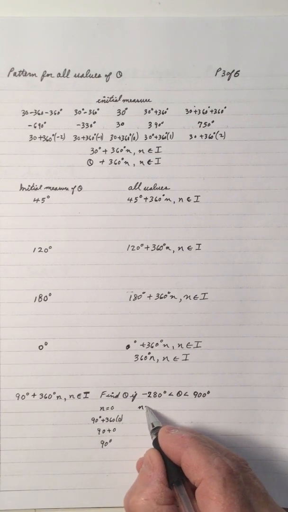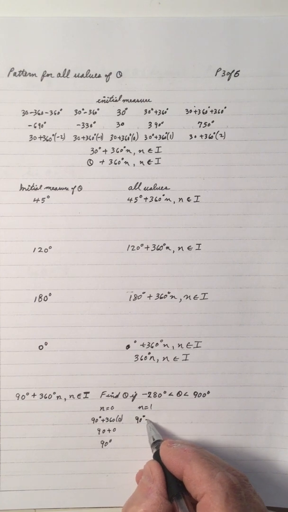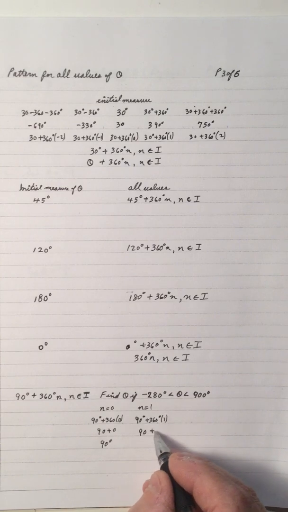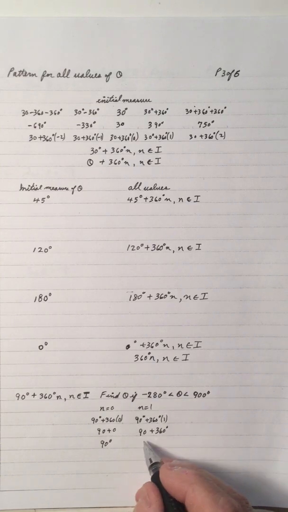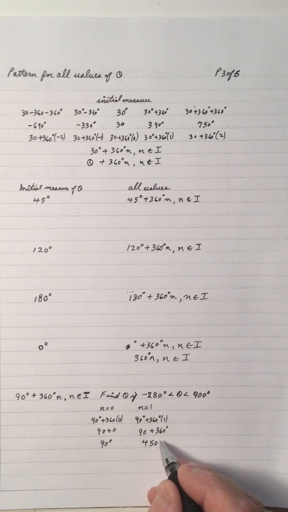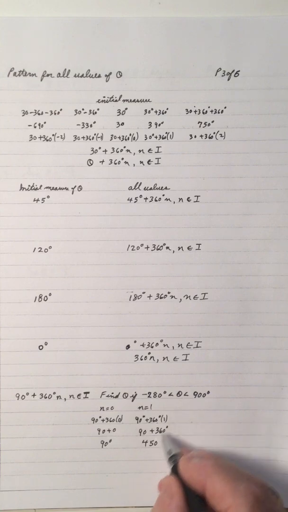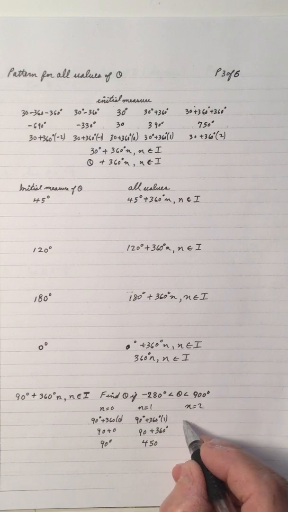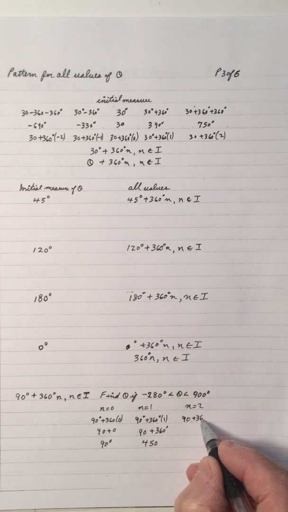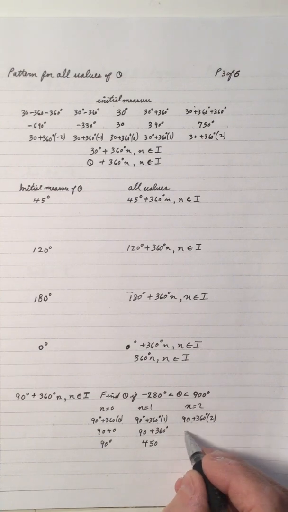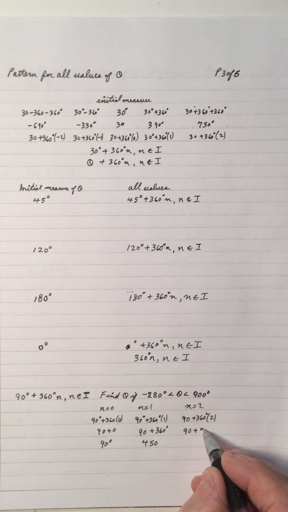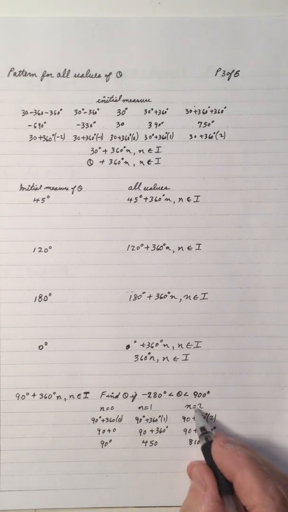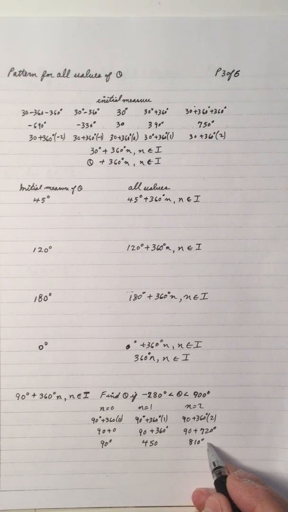What about when n equals 1? 90 plus 360 times 1, that's 90 plus 360. That gives us 450. And we want to go again, because we want it up to 900. So what about n equals 2? 90 plus 360 degrees times 2, 90 plus 720. And that's 810 degrees. And if we went one more, then we'd get 1170, which would be too large.